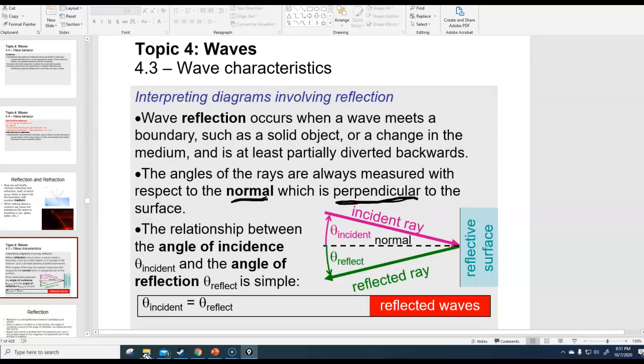Now, keep in mind, by the way, that's only true if the surface that the ray is hitting is a flat plane surface. If it's curved, it becomes more complicated. But we're not going to talk about that in the IB physics curriculum. Okay, so theta incident equals theta reflect for reflection. That's also called the law of reflection.